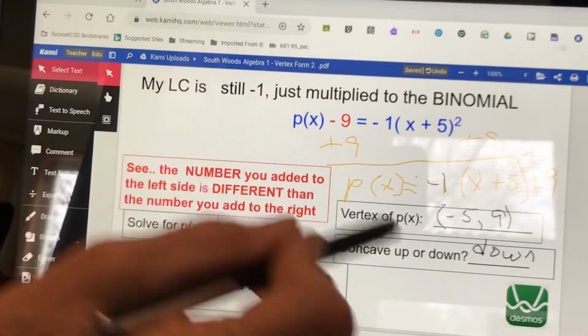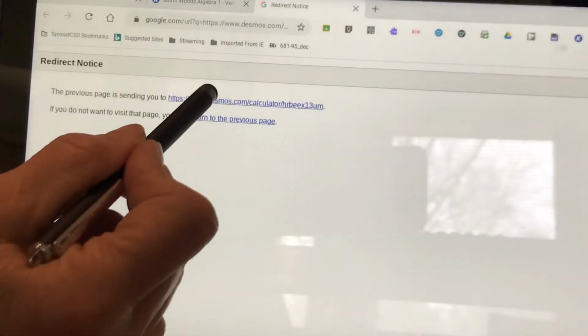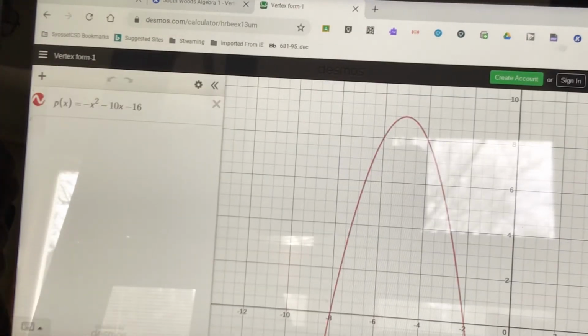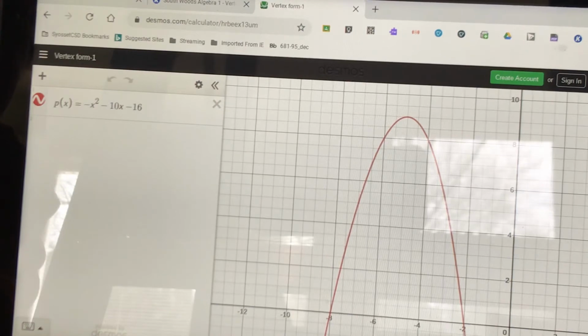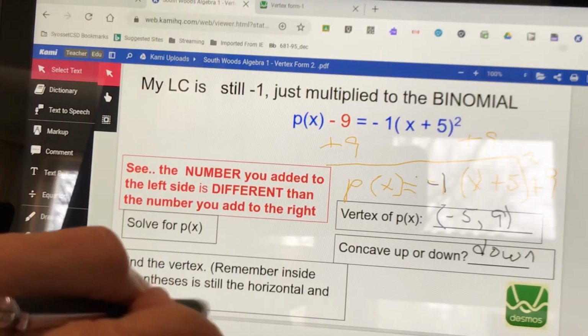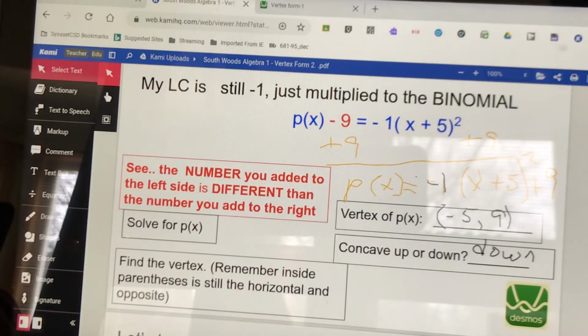Just to be sure, we're going to check that with Desmos. And there's our original trinomial. And there's our concave down parabola with a vertex at negative 5, 9. Perfect. So remember, your lead coefficient never changed. It's still negative 1. Parabola is still concave down.